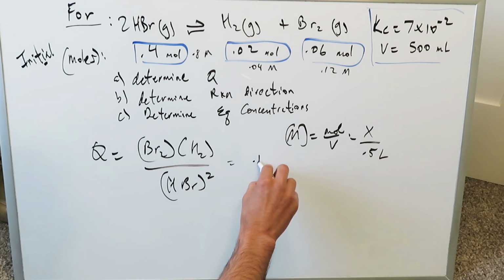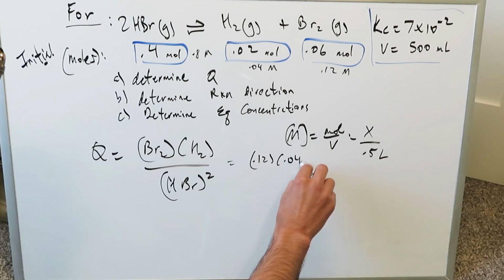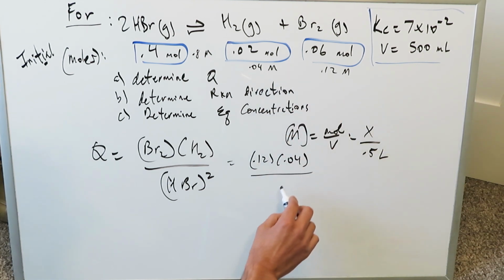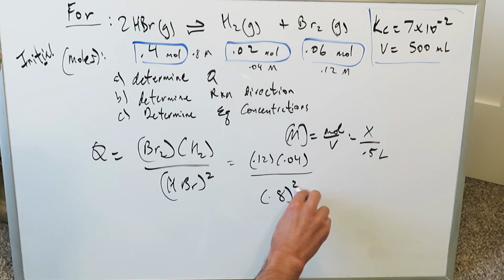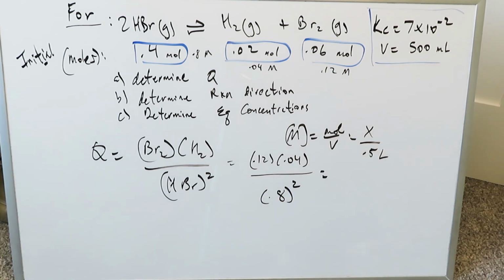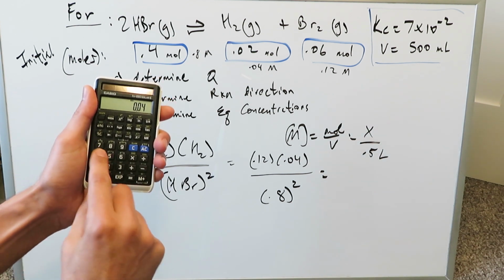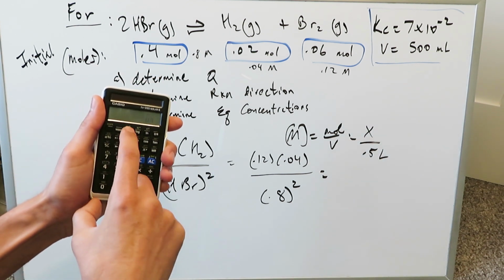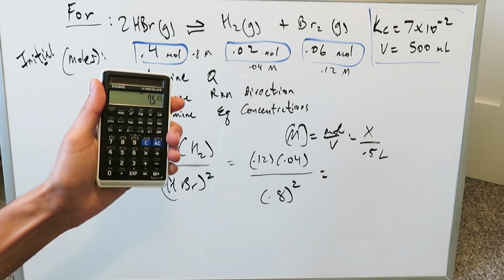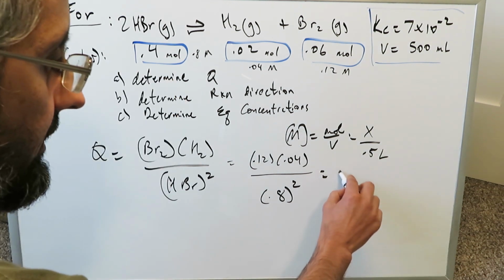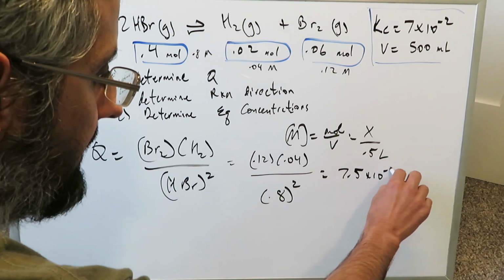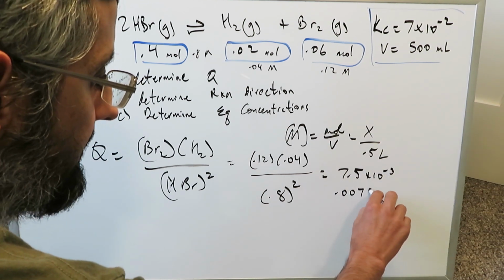You'll do 0.12 times 0.04, these are their molarity values, divided by 0.8, but squared, and determine what your Q is based on your scientific calculator. 0.12 times 0.04 divided by 0.8 squared, I'm getting here 0.0075. What I'm getting over here is 7.5 times 10 to the minus 3, or 0.0075.